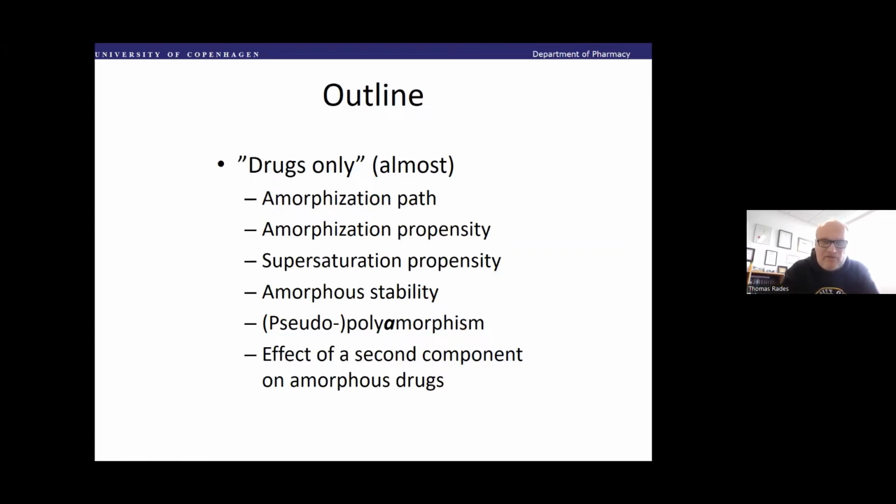And then towards the end, I want to just start highlighting a few things that we are currently working on. And that is the question of polyamorphism, or maybe even pseudo-polyamorphism. And then the effect of a second component on amorphous drugs. And here we do not mean coamorphous systems or amorphous solid dispersions, but a small amount of another component. What does it do to the amorphous drug?